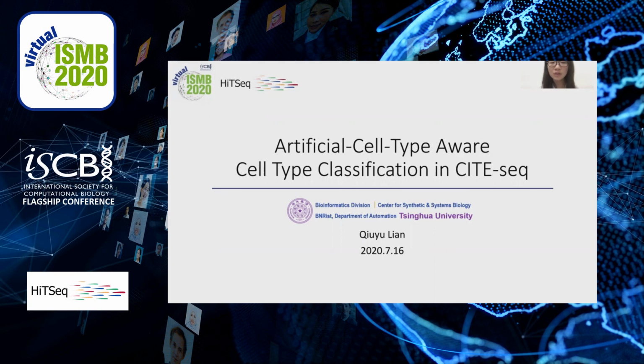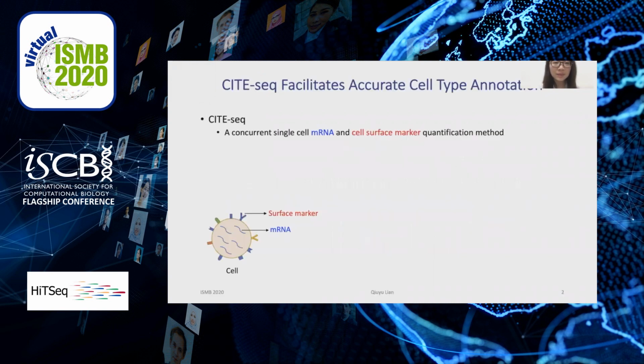Today I'm going to introduce my work, which is Artificial Cell Type Aware Cell Type Classification in CITE-seq. CITE-seq is a new technology. It concurrently measures mRNA and cell surface markers at single-cell level at the same time. Cell surface markers are proteins expressed on the surface of cells. They are often used as markers in cell type identification. For a long time, they are treated as a golden standard.